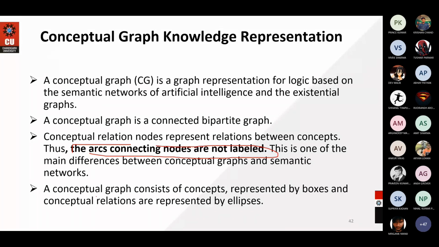So this is one of the disadvantages of conceptual graphs over semantic graphs. When we talk about semantic networks, we have nodes, we have arcs, and we can write the name of the relationship on the arc itself. But when we are talking about conceptual graphs, we use the arcs to connect the nodes, but on those arcs we don't represent any knowledge. So conceptual relation nodes represent the relations between concepts. A conceptual graph consists of concepts represented by boxes and conceptual relations represented by ellipses.